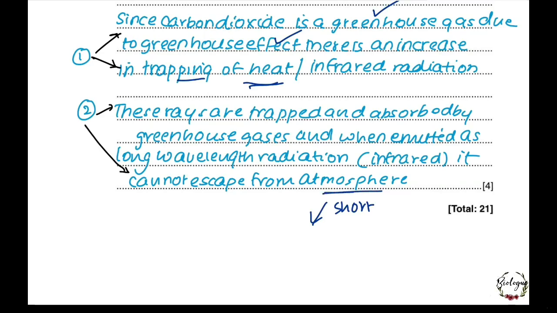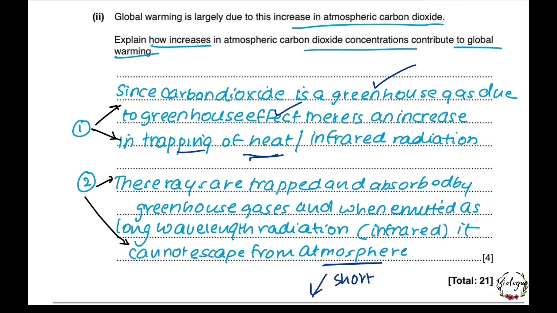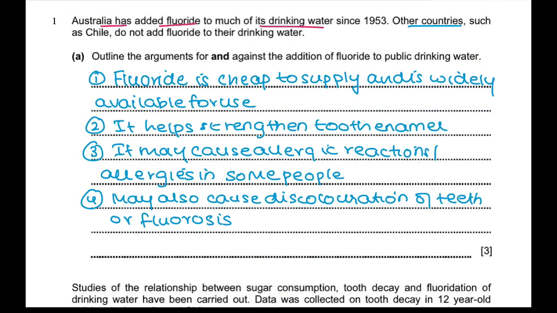That is exactly the type of phenomenon that they are using here, which you have to describe in detail. And in terms of carbon dioxide as a greenhouse gas trapping the heat and then releasing long wavelength infrared radiation, which gets trapped in the environment, it cannot escape from the atmosphere. Alright, let's move on with the first question.